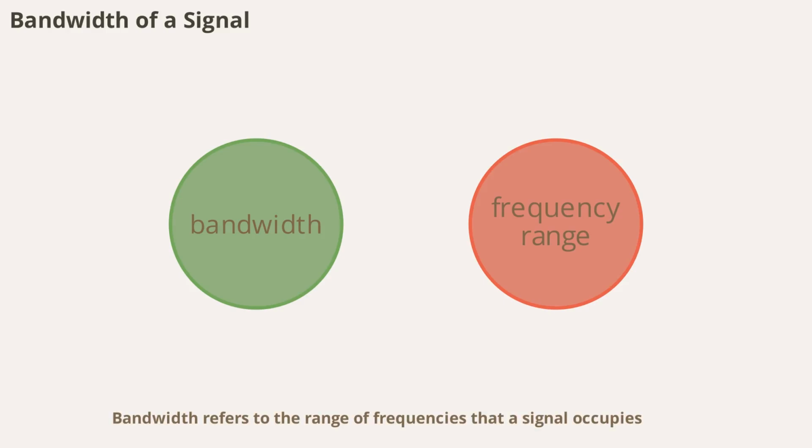Bandwidth refers to the range of frequencies that a signal occupies. It determines how much information can be transmitted in a given amount of time. The greater the bandwidth, the more data can be sent, which is why high-bandwidth channels are essential for modern applications like video streaming and online gaming. Understanding bandwidth helps us appreciate the limitations and possibilities of different communication systems.